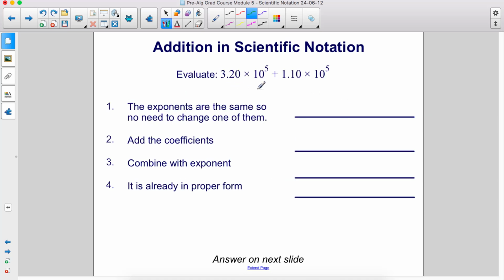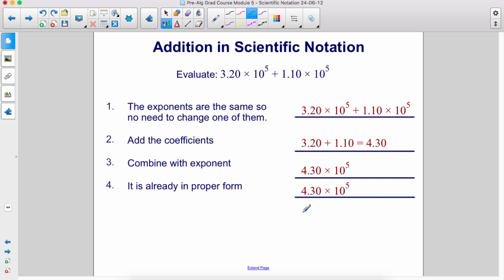Evaluate 3.2 times 10 to the fifth plus 1.1 times 10 to the fifth. The exponents are the same, so we don't need to change them. Then we add the coefficients. 3.20 plus 1.10, we're just going to add them. We get 4.30. Then we're going to combine that with the exponent times 10 to the fifth, and it's already in proper form, so we don't have to move the decimal at all. And there you go. The answer is 4.3 times 10 to the fifth.